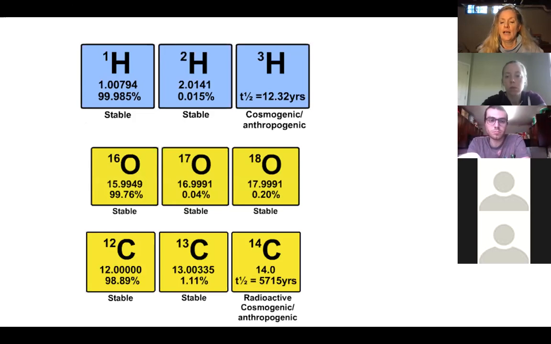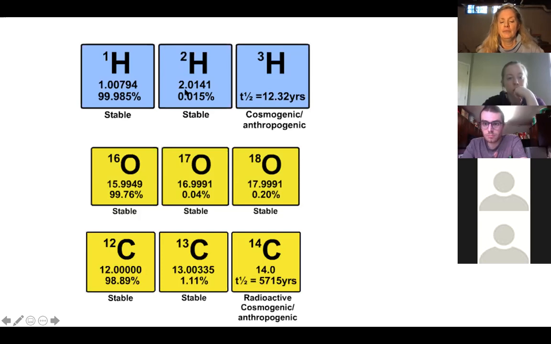Well, if 1 proton, and I should have said this. So 1 proton always weighs 1 atomic mass unit. 1 neutron always weighs 1 atomic mass unit, and 1 electron is always negligible. So if hydrogen 1 weighs 1, it has how many neutrons? 0, because it has 1 proton.